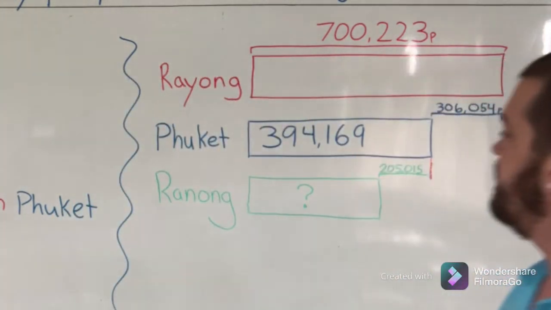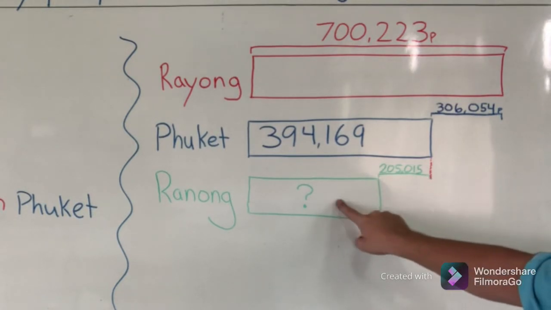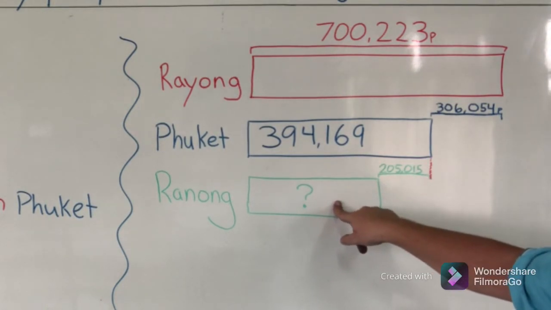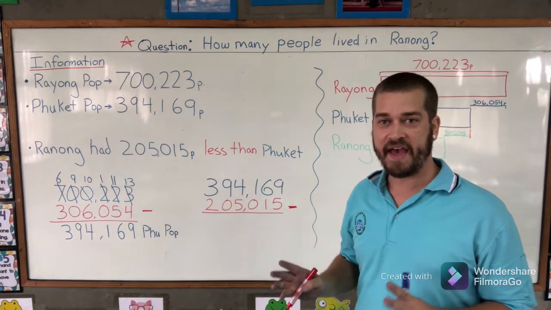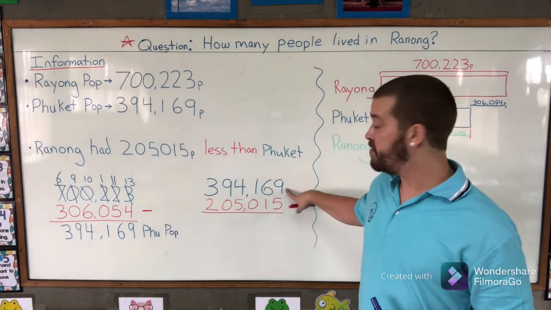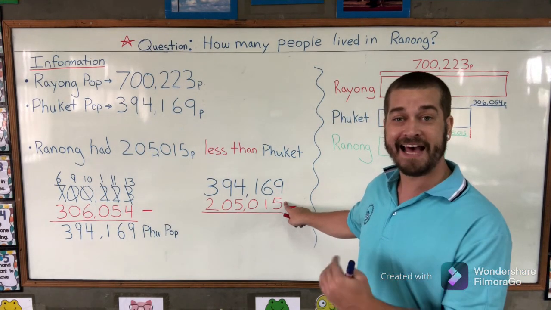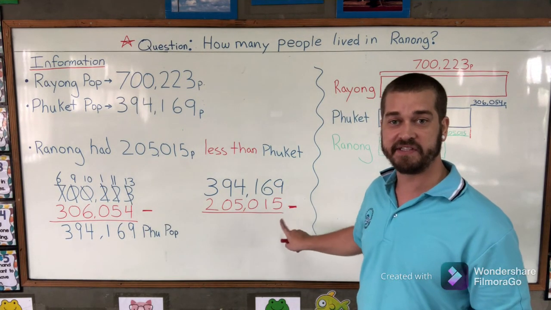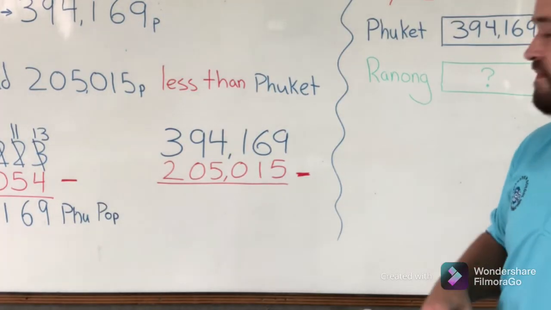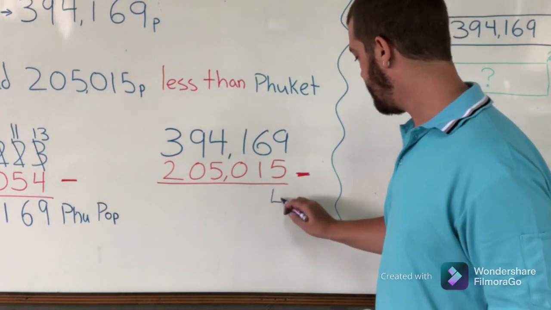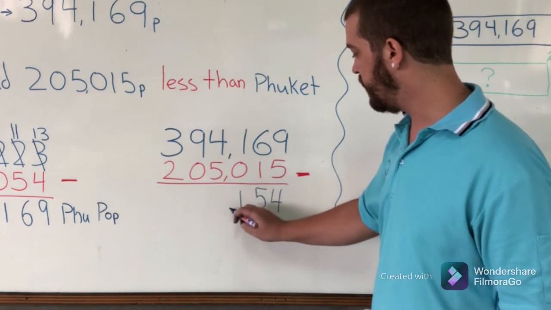It's gonna give you the answer to this question mark right here. And you can see, this is Phuket's population, this is how much less they have, and then Renong is going to be whatever is left over. So let's do this one right here. Okay, so here I have it. I have Phuket's population, and then how many people Renong had less than Phuket's population. So it's a subtraction problem, and let's go ahead and answer that right now. 9 minus 5 is just 4. 6 minus 1 is 5. 1 minus 0 is 1.